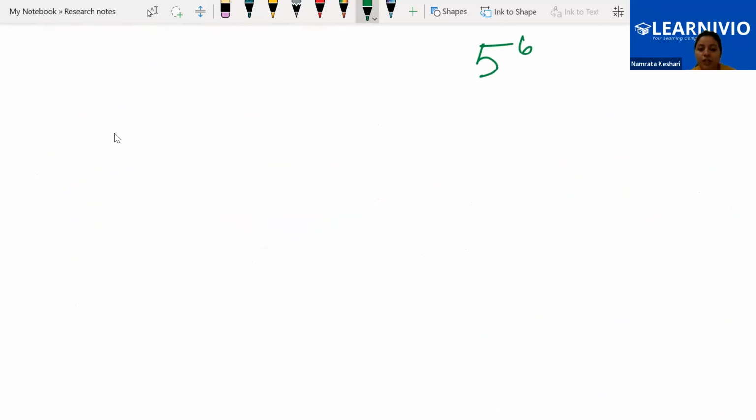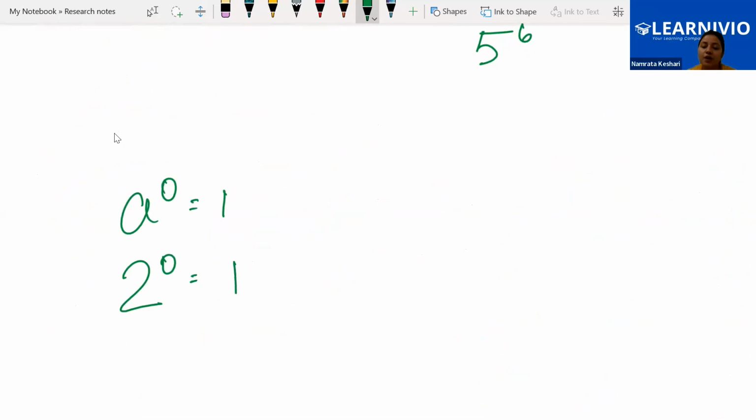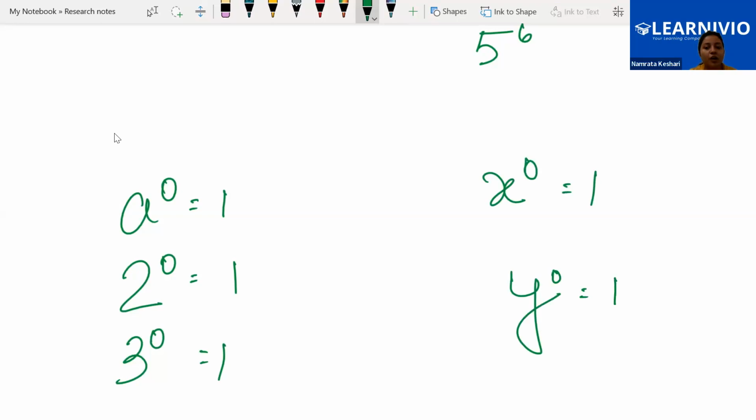Now, one of the rules is like this: a to the power 0 is 1. Any number having power 0 means 1. Any term having power 0 means 1. Okay, a plus b to the power 0 means 1. So power 0, exponent 0 means the term doesn't exist over there. Is the result 0? No. Be careful, the result is not 0. The result will be 1.